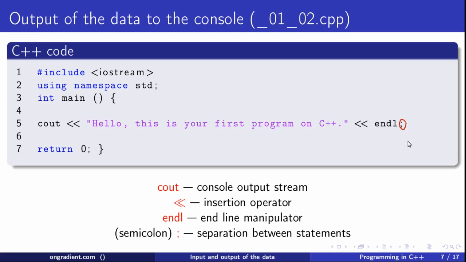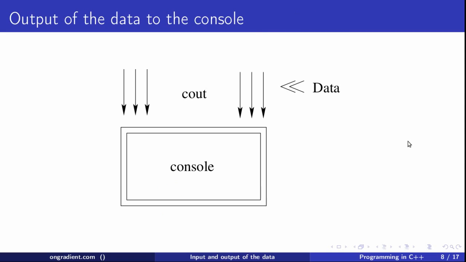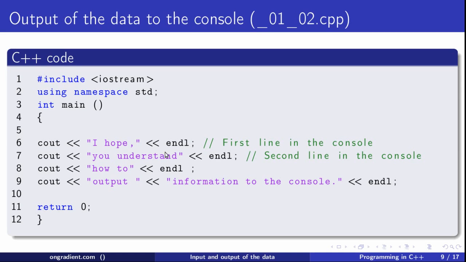Graphically, the output of the data to the console is shown in the figure. The data is inserted by the insertion operator into the output stream, which brings it to the console. The next example repeats the previous steps. We output the data to the console in 4 lines of the code. In the 9th line of the code, we output 2 strings at once.